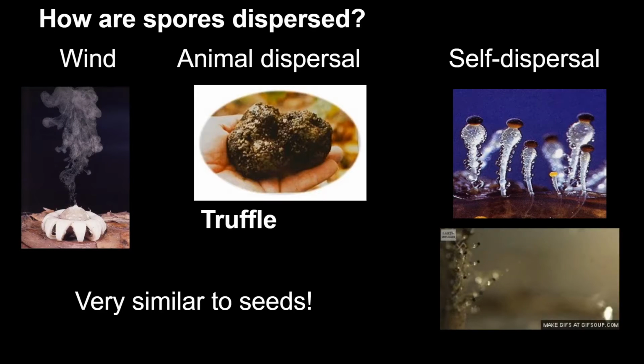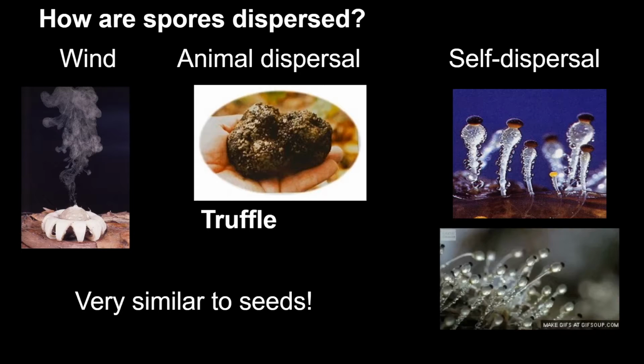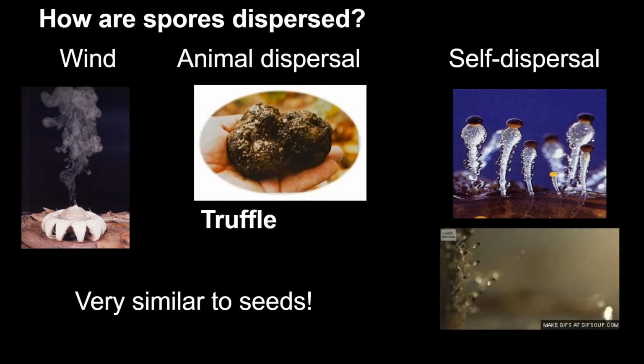Speaking of dispersal, how do you think the fungus gets the spores away so that it doesn't have to compete with the parents for resources? Well, you might not be all that surprised by the mechanisms that are used. Wind will blow the spores. Animals often eat the fruiting bodies and then poop out the spores.